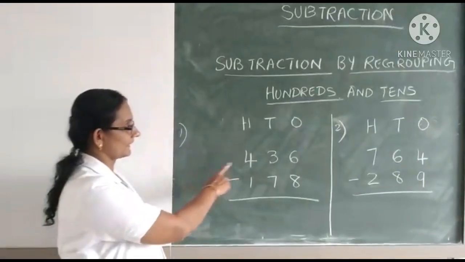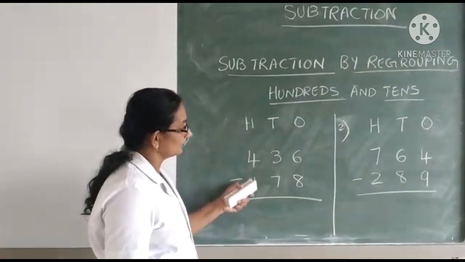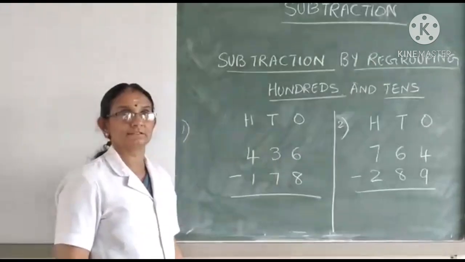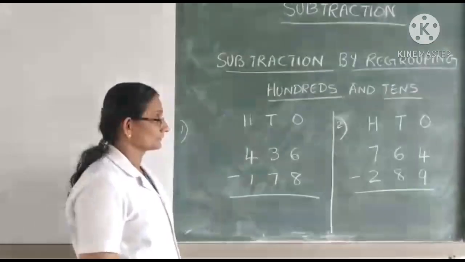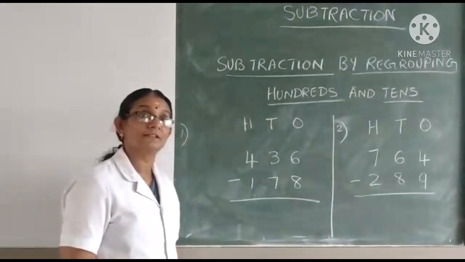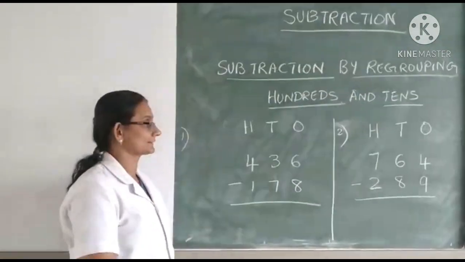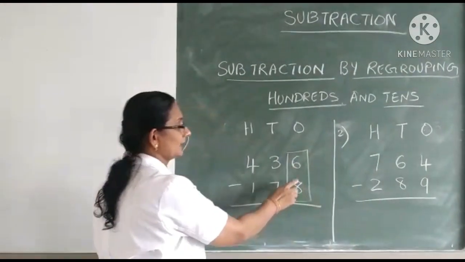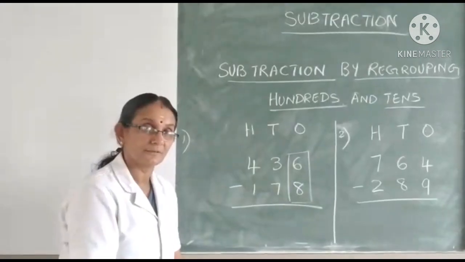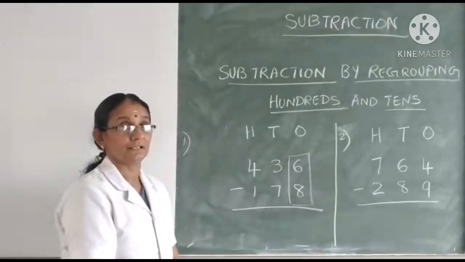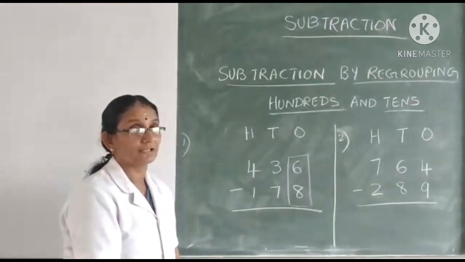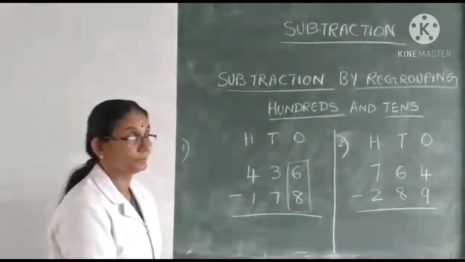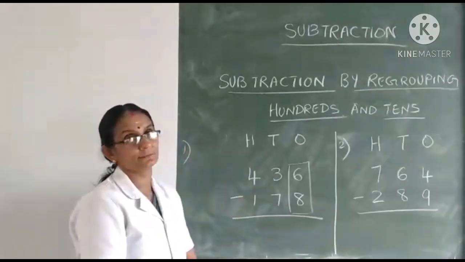Now first let us subtract the number 178 from the number 436. You already know that we start from the ones place. What are the digits in the ones place? 6 and 8. And you have to subtract 8 from 6. Now from 6 can you take away 8? No. So you have to regroup the digit in the tens place.